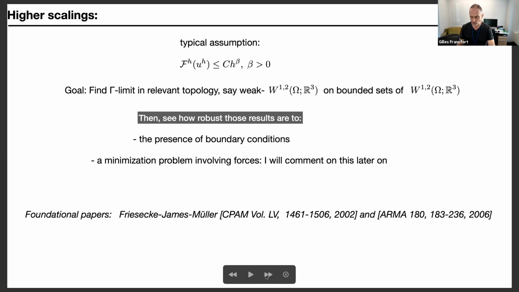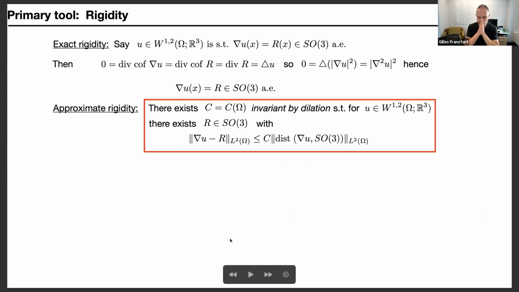And what they use in a completely decisive manner is rigidity. So just a few words about rigidity here. So rigidity says essentially, for those who don't know, I don't know if anybody, maybe you all are very familiar with it, but I have to assume somebody might not be. So rigidity says the following. Let's say you have a function, and let's say it's a vector valued function whose gradient is a rotation.